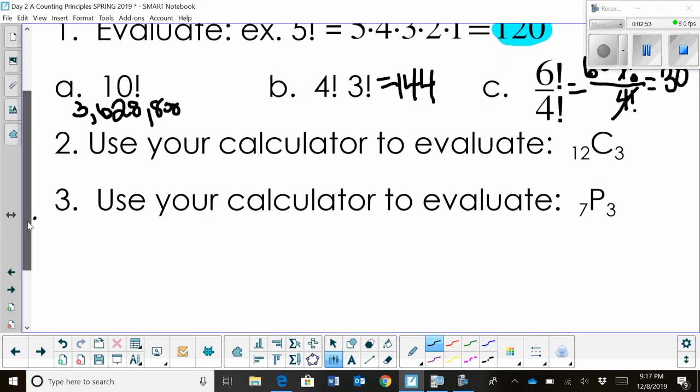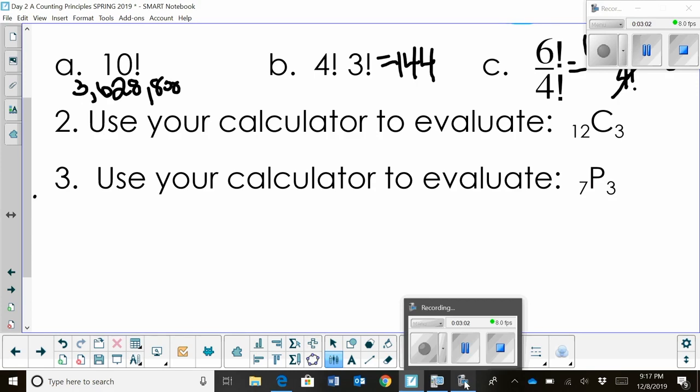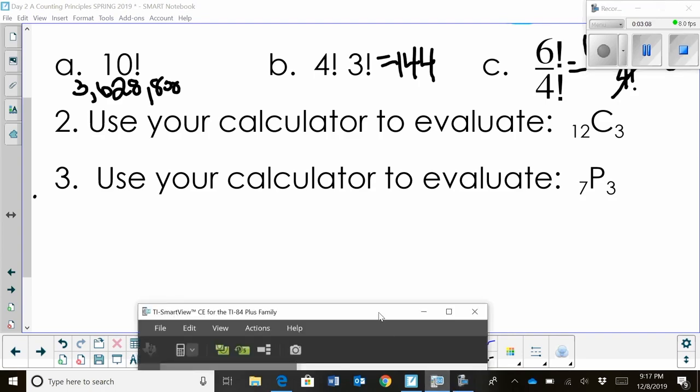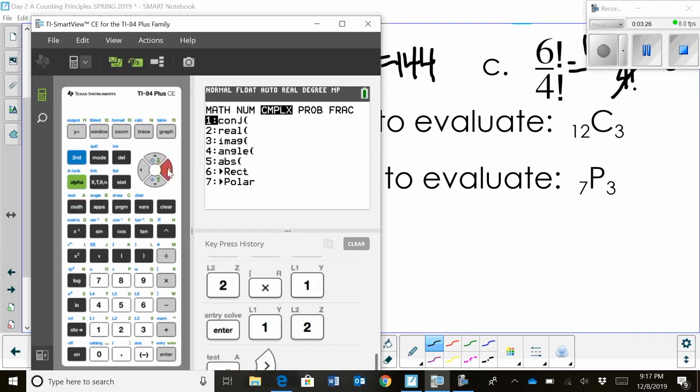Okay. So now I wanted to show you how to use your calculator to evaluate 12C3 and 7P3. These are combinations and permutations, which I'm going to teach you in a few minutes, but I wanted to go ahead and show you how to put those in the calculator so we could just jump straight in. To evaluate these, you're saying 12 with a combination of 3. So you're going to type in your calculator 12. Then you're going to go to the math button and over to probability. You can see the third choice is a combination, so you're going to choose that by hitting enter.